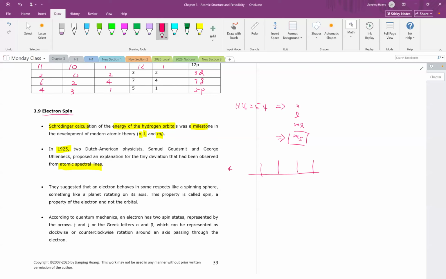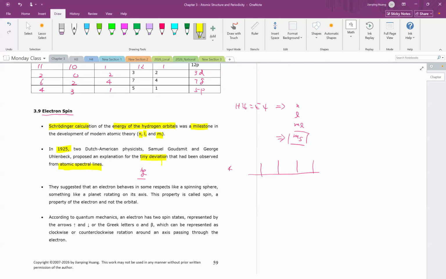Now, when these two people looked at the atomic spectrum line for sodium, what did they find? They found a very small deviation. This is another beautiful piece of science. Most of the time, when we find some deviation, we just say, I don't care, give up, go away. But these two people tried to find out why there was a smaller deviation.